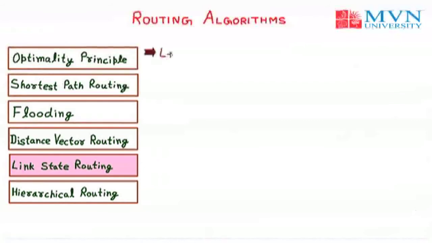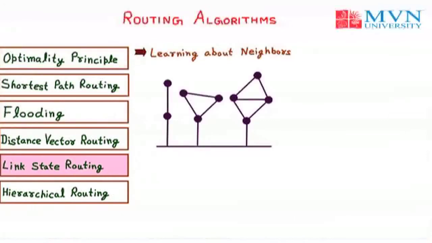Step number 1 is learning about the neighbors. To understand this, let us take the example of a diagram in which we have three different LANs connected to a single network. When a router is booted, its first task is to learn who its neighbors are. This is accomplished by sending a special hello packet on each point-to-point line. Let us suppose we name the routers A, B, C, D, E, G, F, I and H. They are all connected with the help of a single LAN.